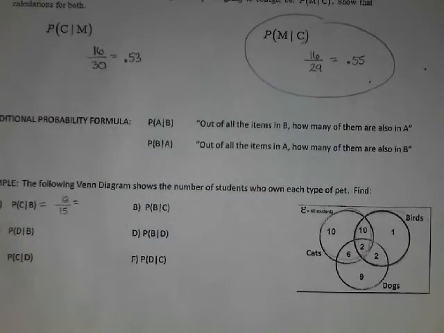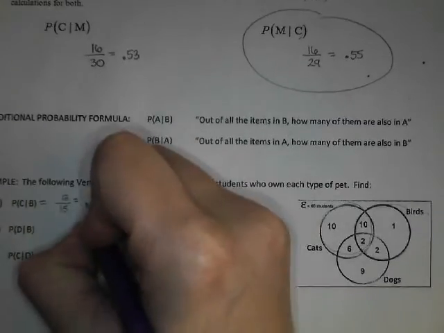So it's just saying that if someone owns a bird, there's a pretty good chance they also are owning a cat. Okay, and 12 out of 15 is 0.8. Okay?